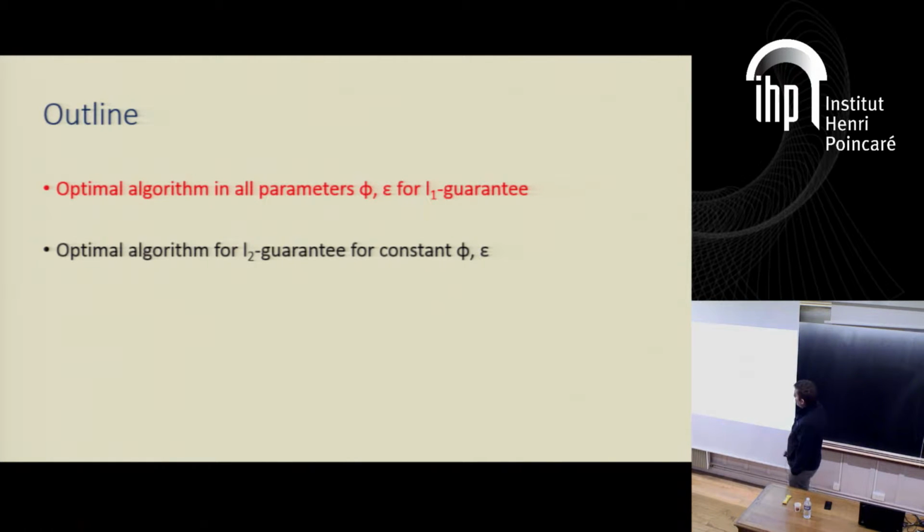And then in the second part of the talk, I'm going to discuss an optimal algorithm for the L2 guarantee. It's almost optimal in all the parameters, but I'm going to focus on constant phi and epsilon. It's not entirely optimal in terms of phi and epsilon.